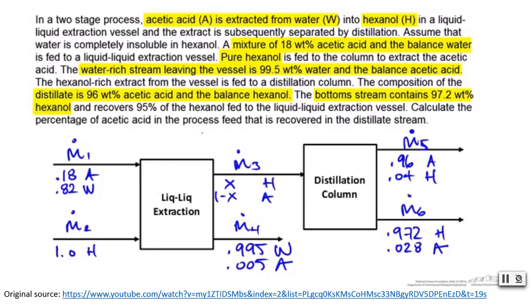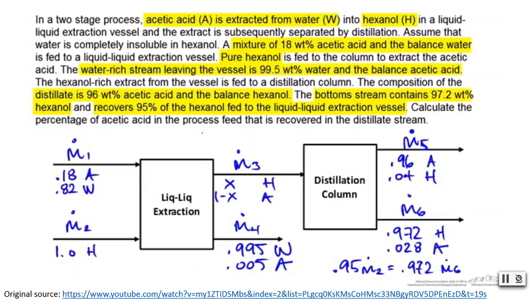We have one more piece of information that's been given to us. The problem states that 95% of the hexanol that's fed to the extraction vessel is recovered in the bottom stream. So that can't be applied directly to any particular stream, but we can represent that information mathematically. 95% of the feed should be 0.95 times M2, and that's equal to the flow rate of the hexanol in the bottom stream, which is 0.972 times M6. So at this point we've accounted for all the information that's been provided in the problem statement.